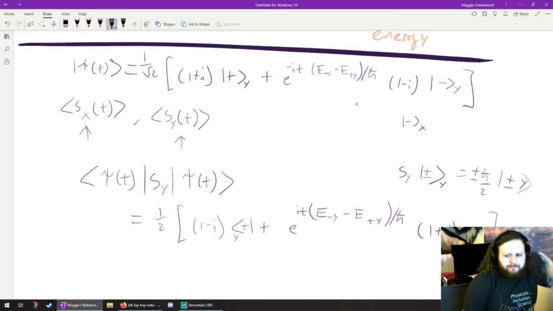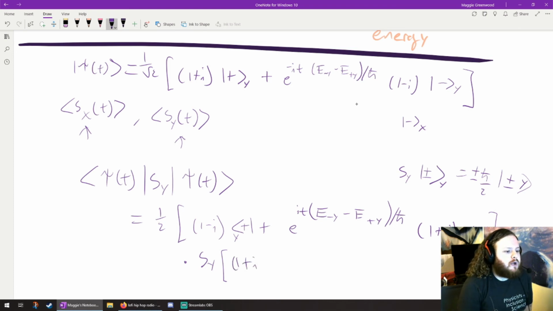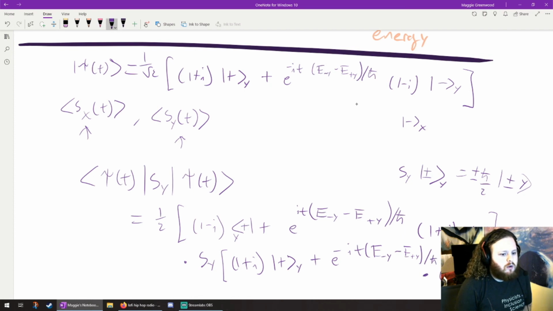Okay. So what's still left here is SY and then all the ket garbage that I need to keep bringing around. So now I just need to write everything as kets. And it's 1 plus i plus y plus e to the minus i t (E minus y minus E plus y) over h bar, times 1 plus i, no, 1 minus i, minus y. Okay.